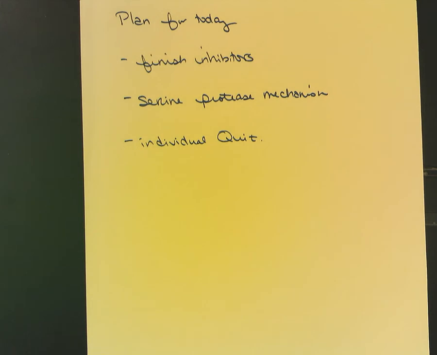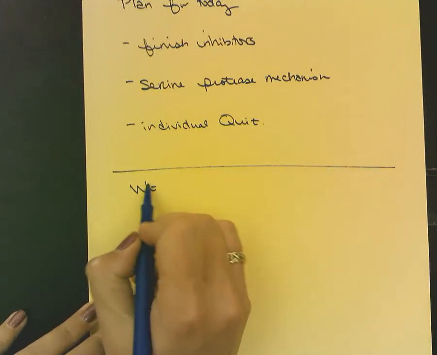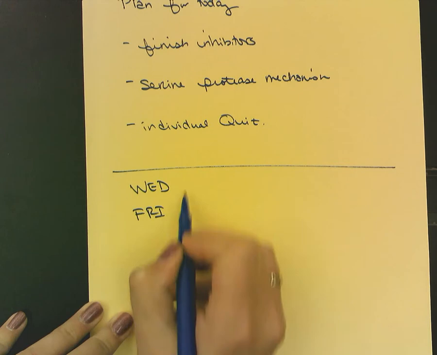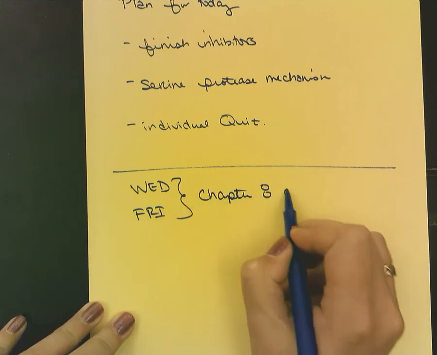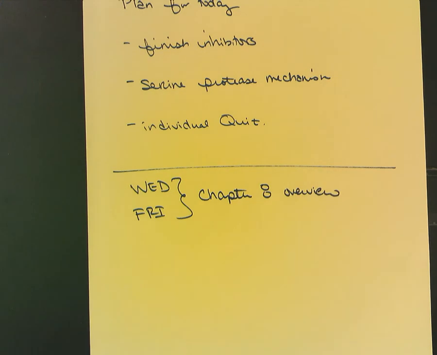So, our plan for today is to finish everything on inhibitors, hopefully clear everything up, so we're all on the same page. Go through the serine protease mechanism as a good review. Individual quiz, then, looking ahead, we're going to look at Chapter 8. Just an overview of Chapter 8.